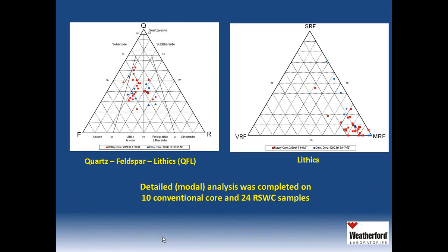If we look at a ternary diagram, for my geophysicist friend, I'll try and remind him, this is feldspar, quartz, and rock fragments. So this rock is mostly a lithic arkose. The reds are rotary sidewall cores, and the blue are conventional cores. So we're going from a lithic arkose to feldspathic litharenite, an immature rock.